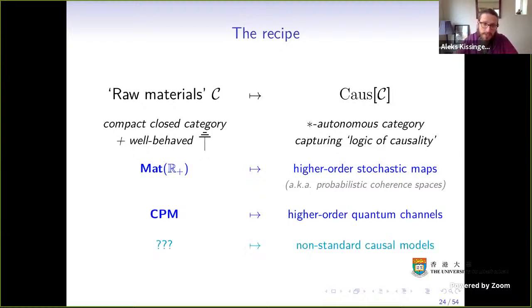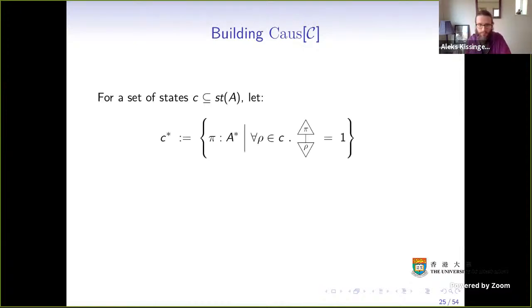But another kind of interesting thing is I can take some other C. So I can take just some weird C, which is not classical or quantum, and I can get non-standard causal models. So that's kind of an interesting thing to look at. Okay, so how do you do this? Okay, so here's a kind of summary of how I build this Caus[C] thing.